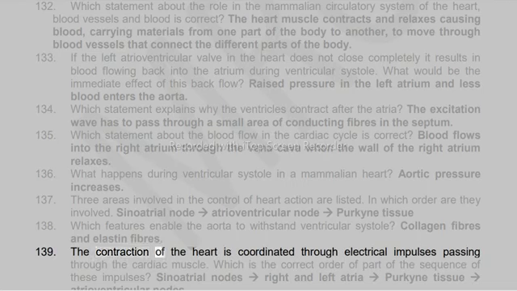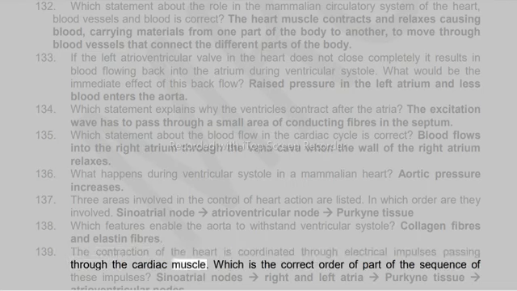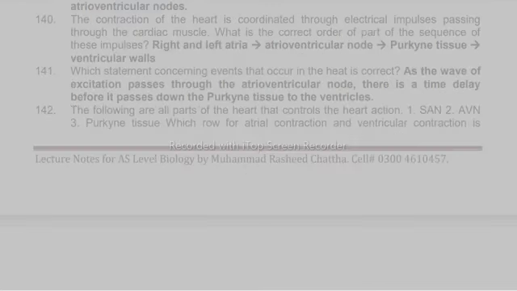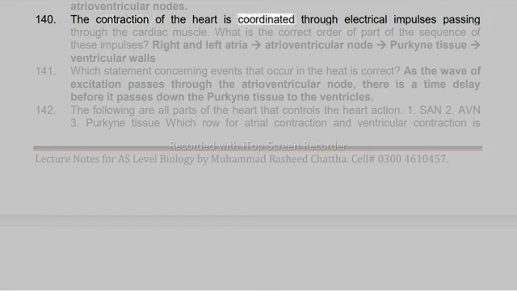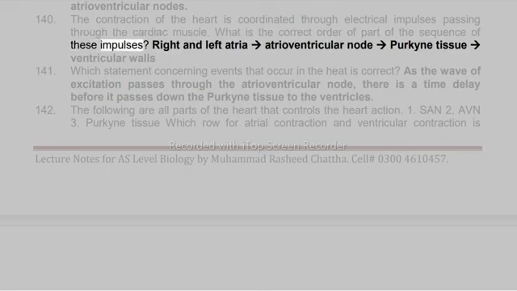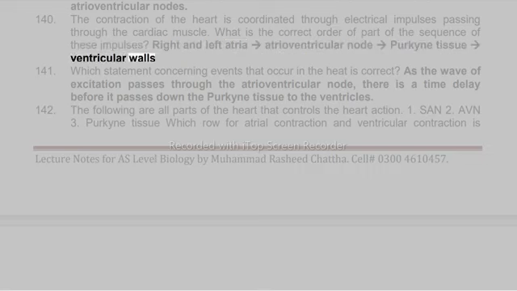139. The contraction of the heart is coordinated through electrical impulses passing through the cardiac muscle. Which is the correct order of part of the sequence of these impulses? Sinoatrial nodes, right and left atria, Purkinje tissue, atrioventricular nodes. 140. The contraction of the heart is coordinated through electrical impulses passing through the cardiac muscle. What is the correct order of part of the sequence of these impulses? Right and left atria, atrioventricular node, Purkinje tissue, ventricular walls.